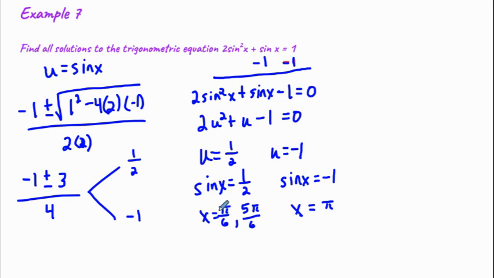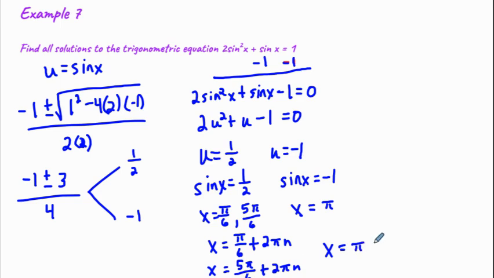So x, now we're going to actually write this the way we would write out our vertical asymptotes for tangent, cotangent, secant, cosecant. Pi over 6 will be one, but since we're not limited by an interval this time, I'm going to add the period, which is 2 pi n. And then we've got another one, x is equal to 5 pi over 6 plus 2 pi n. And then our last one would be x equals pi plus 2 pi n.